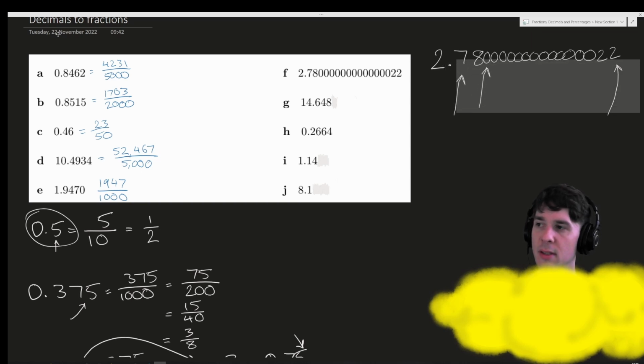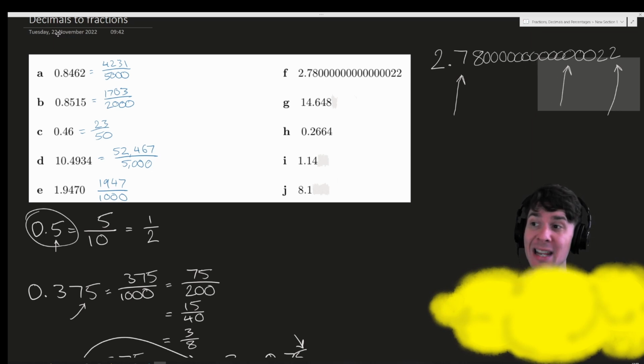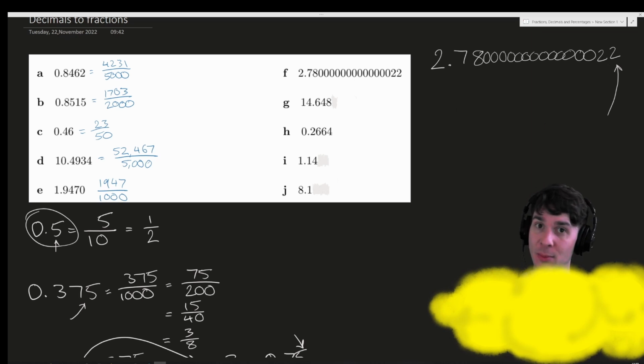Then we have thousandths, 10,000ths, 100,000ths, millionths, 10 millionths, 100 millionths, billionths, 10 billionths, 100 billionths, trillionths, 10 trillionths, 100 trillionths, quadrillionths, 10 quadrillionths, and finally 100 quadrillionths. Okay, that's a very rare decimal to be given and asked to convert to a fraction, but we can do it anyway. So we know that our denominator has to be 100 quadrillion.